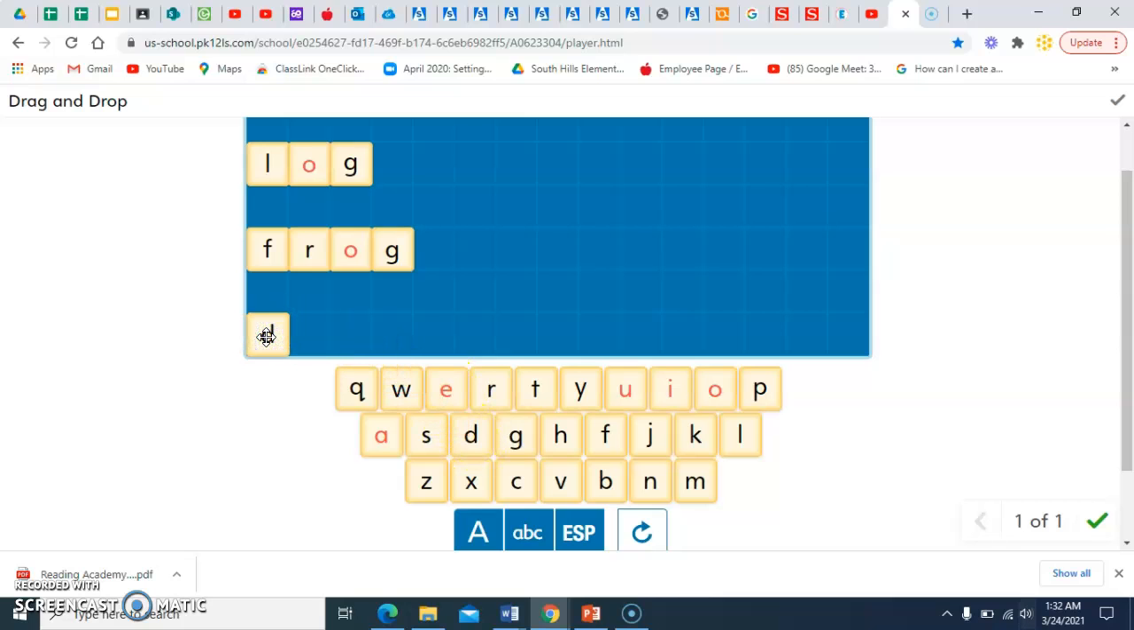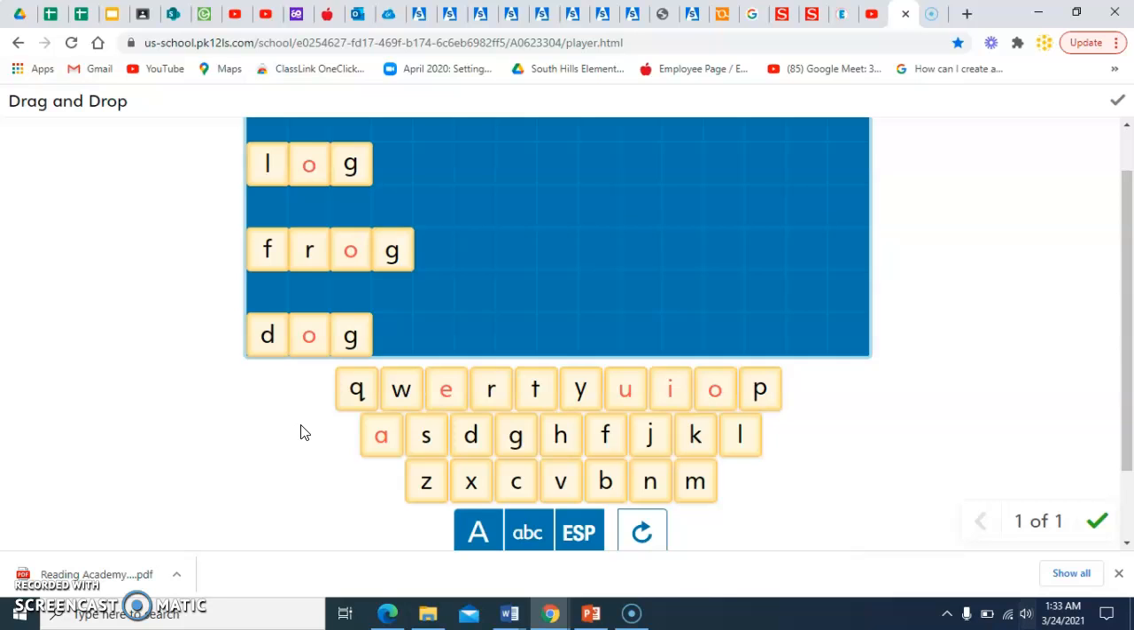And then d, og. And if you notice here, they have the vowels in red. So our letter O, that's to help remind you that the letter O is a vowel and makes two sounds. Dog. G. Okay, so then we have the word dog.